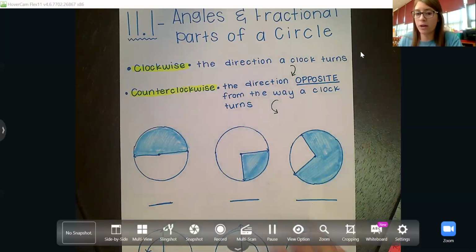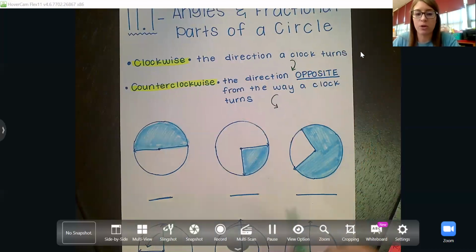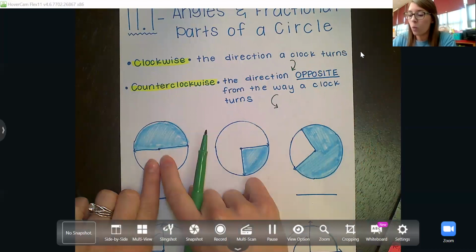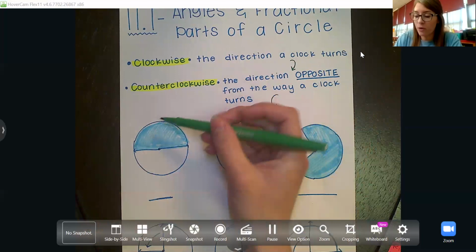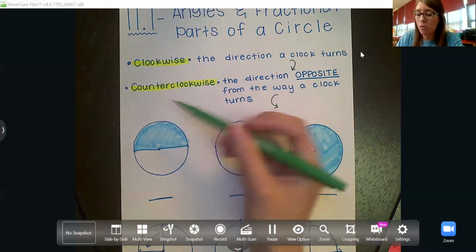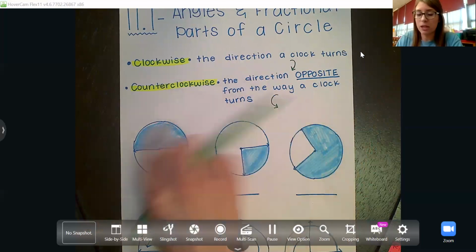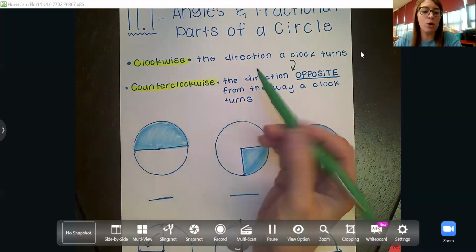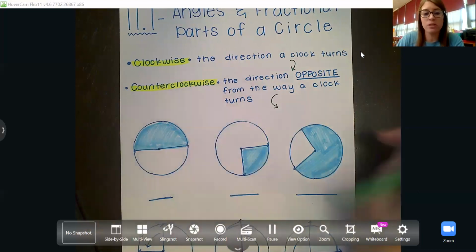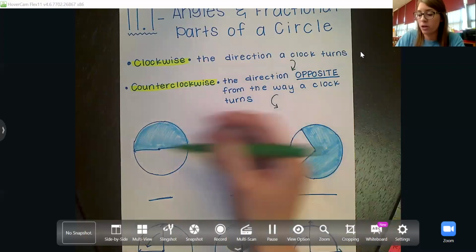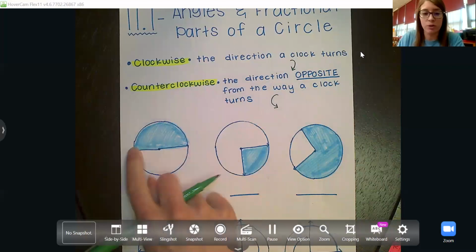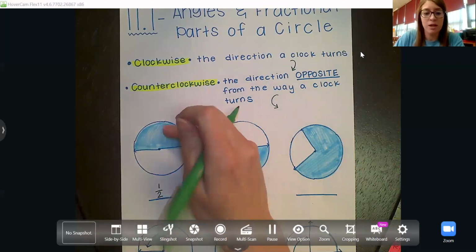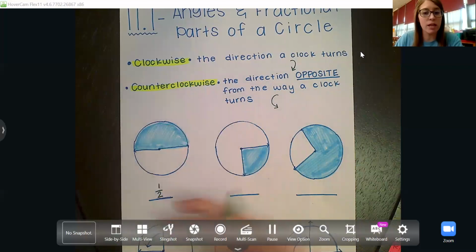All right, so when we're looking at the fractional parts of a circle, we're looking to see which part of the circle is shaded in. So if we look here at this first circle, how would we describe the part that is shaded in? Would we say one whole, one half, 3/4, or 1/4? Yeah, very good. We would say this is 1/2 of a circle because it's divided into two parts and 1 out of 2 is shaded.